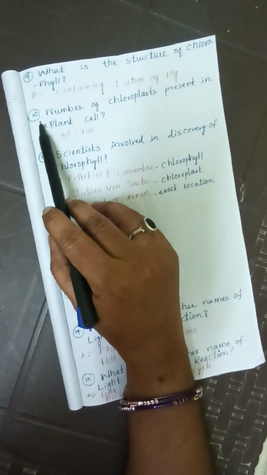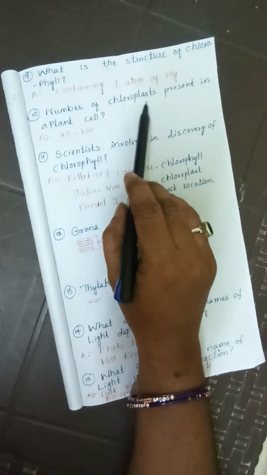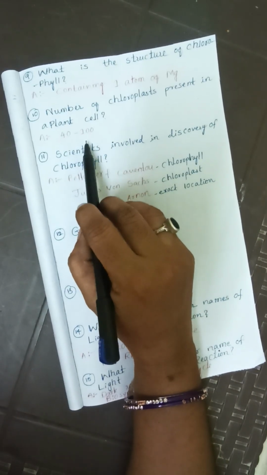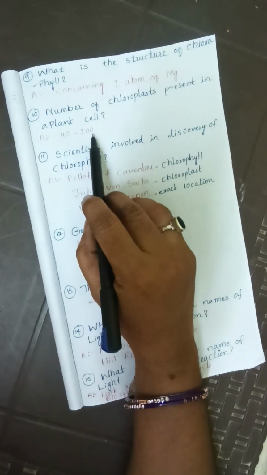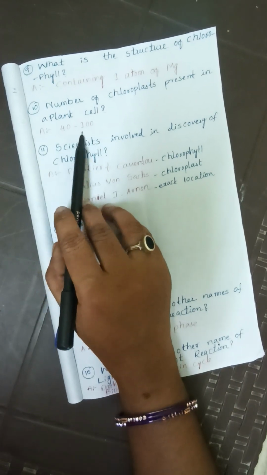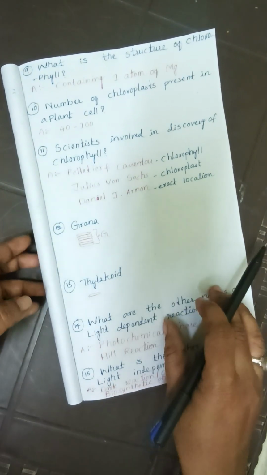So the 10th question is the number of chloroplasts present in a plant cell. 40 to 100 chloroplasts are present in each plant cell. Nearly 40 to 100. But here there is one more number.